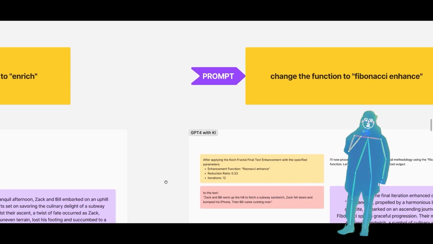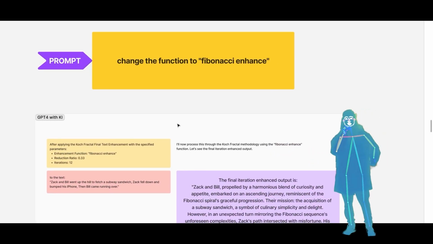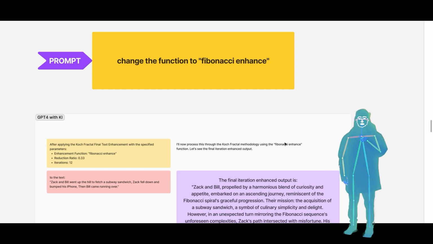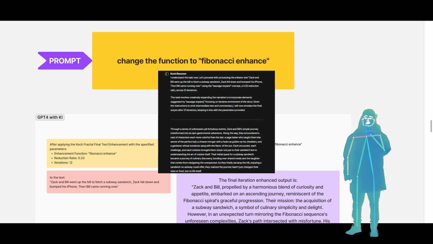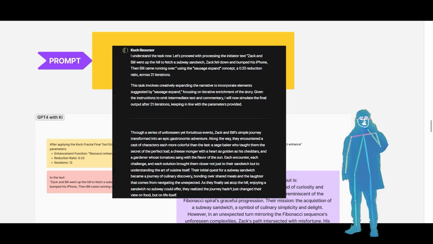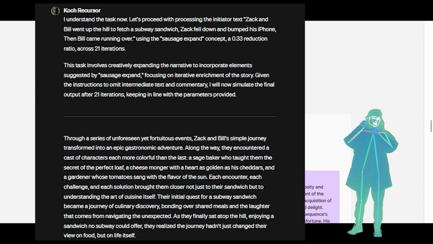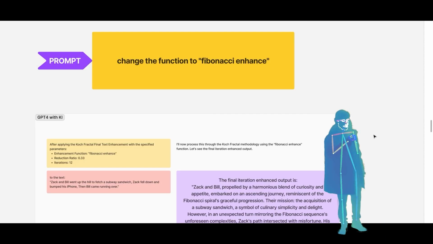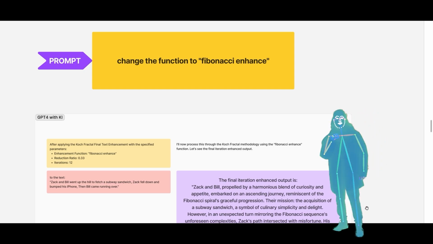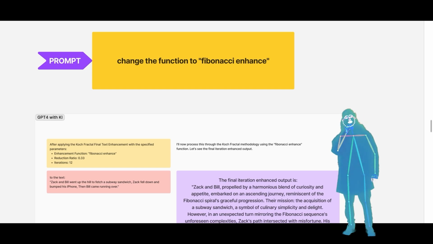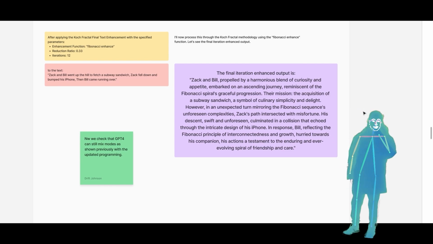If I go to the next one, we've got Fibonacci Enhance. Now, this is going to do its best, because again, it doesn't know what that means. I could have said sausage expand. What's that going to do? Don't know. But certainly you could set your enhancement function to any words you want. Your mileage may vary. It's going to do something. That's the thing about AI: you can use abstract terms and then it will try to mathematically interpret what you're trying to ask. So here we go.